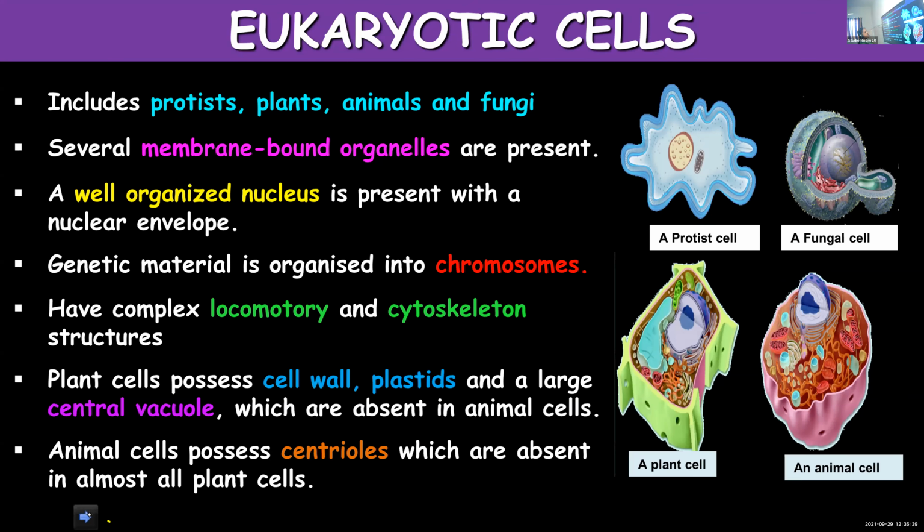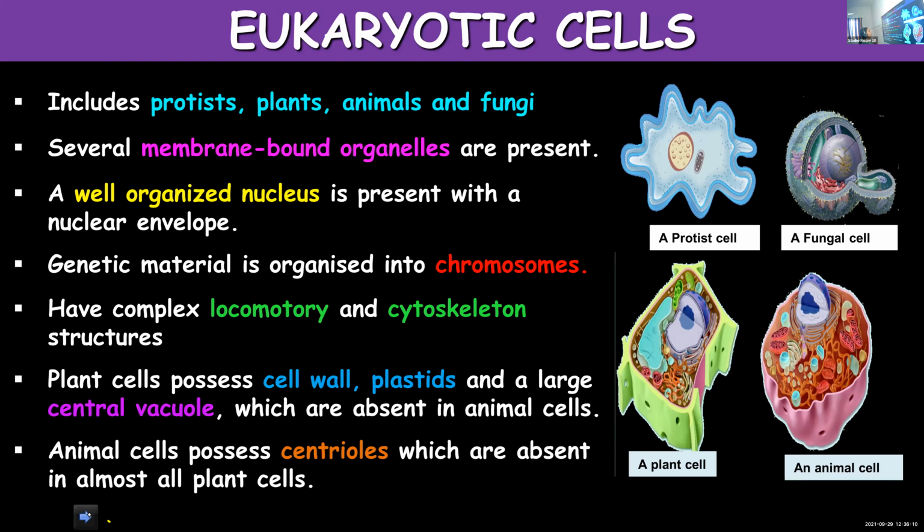Okay, the different cells, a cell of a protist, fungus, plant, and animal are given over here. Once again, eukaryotic cells or eukaryotes include protists, plants, animals, and fungi. Eukaryotic cells are found in Protista, Plantae, Animalia, and Fungi. And these cells are made up of membrane-bound organelles.